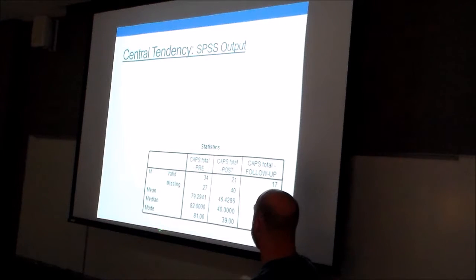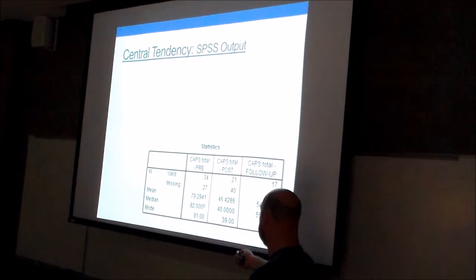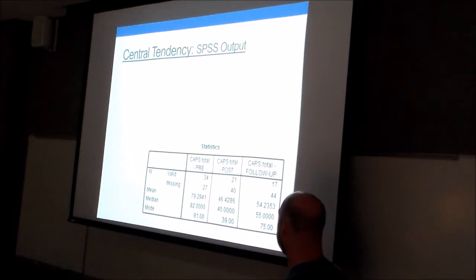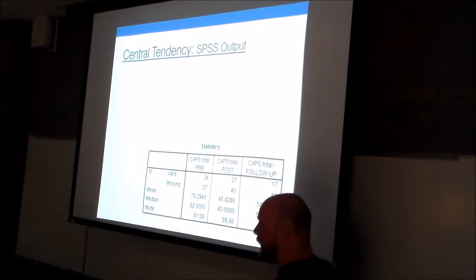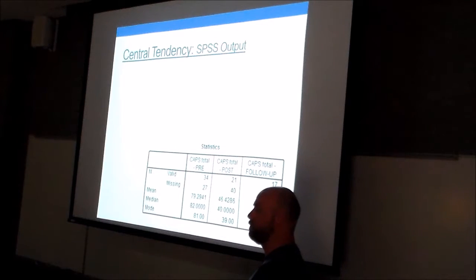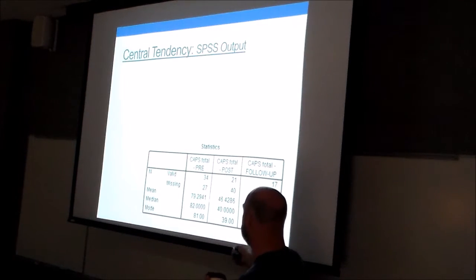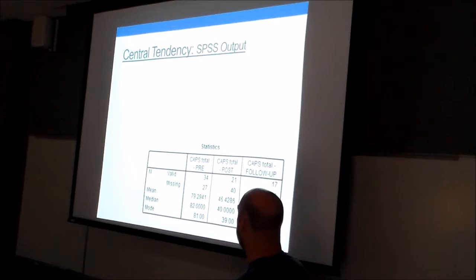If we request it through Frequencies, this is the table we'll get. We'll have the valid number of scores. Here it looks like we've got a lot of missing scores, but of the valid scores we have, here's the mean, the median, and the mode. CAPS is an interview measure of PTSD. So based on the mean, median, and mode, what does the distribution of our CAPS total scores at pre-test look like?